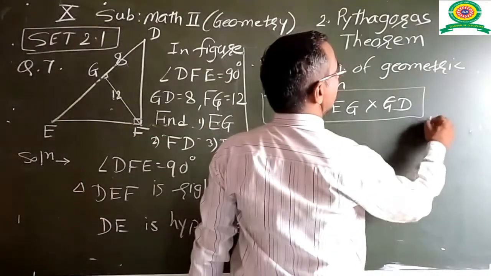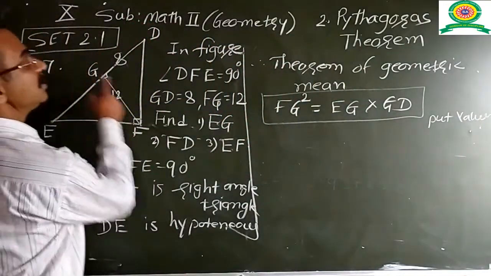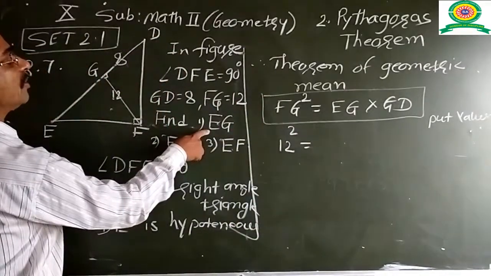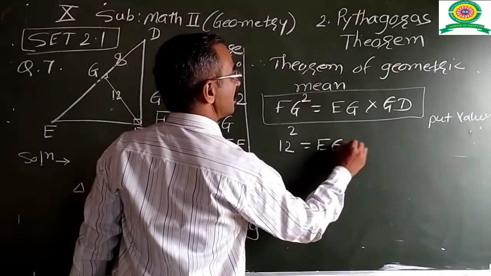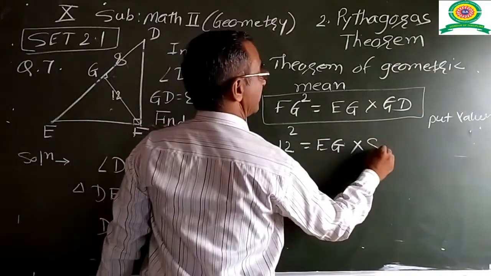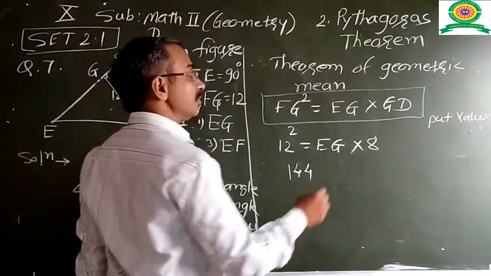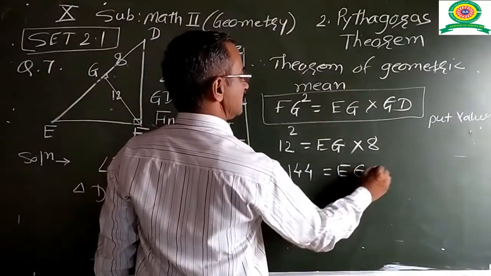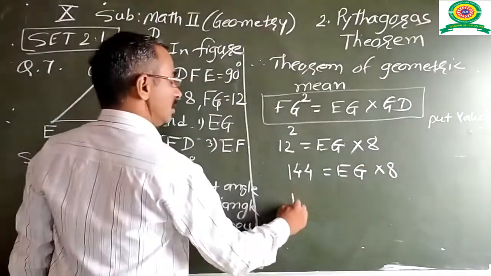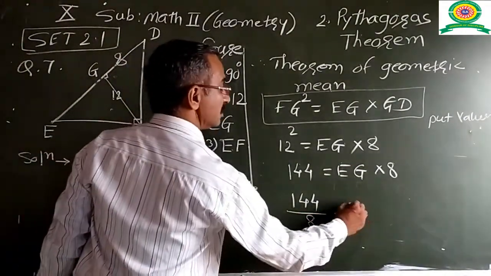Then substitute, put the given values. FG square, what is FG's value? 12 square. Then EG is not given and we want to find EG, so EG remains as it is. Then GD's value is given here, 8. So 12 square is 144, equal to EG into 8. This 8 on the right hand side, multiplied, goes to the left hand side and gets divided by 8.